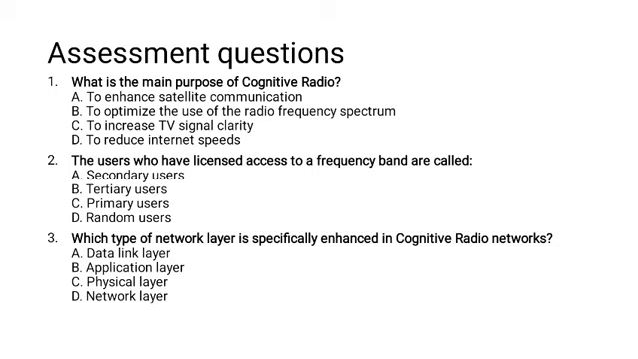Which type of network layer is using cognitive radio? Data link layer, application layer, network layer, physical layer.